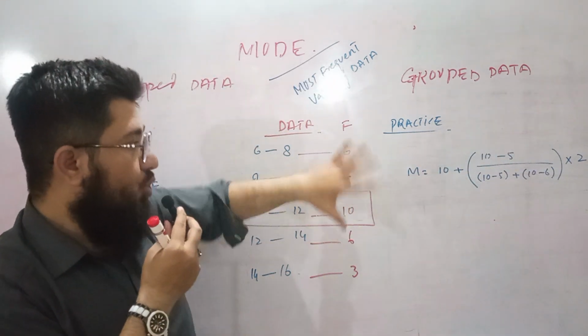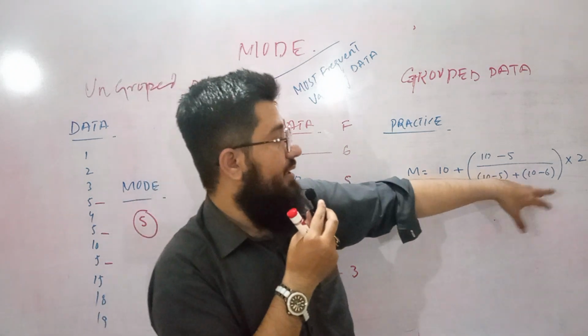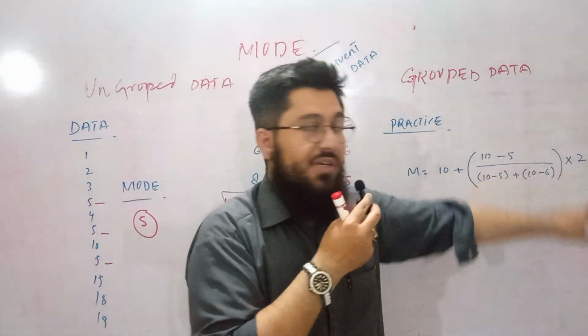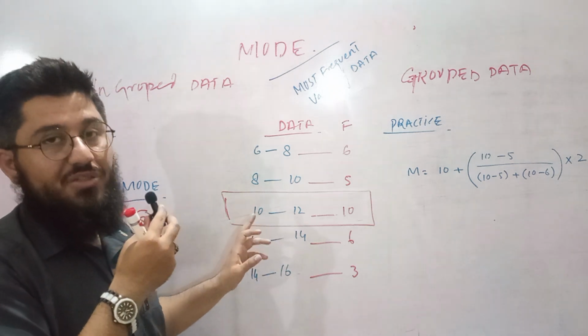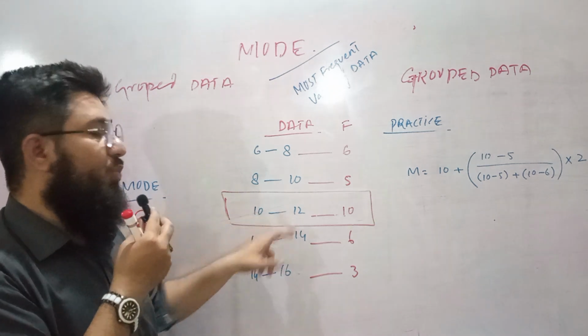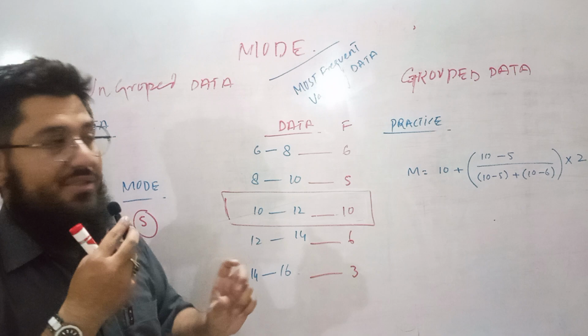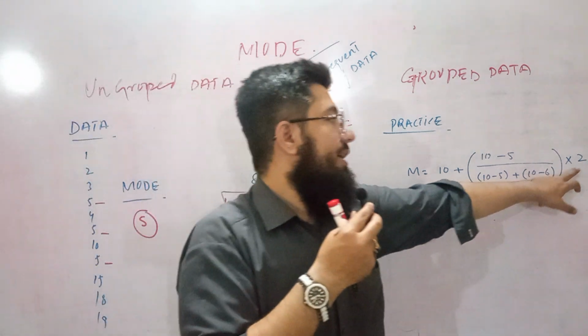Then close this entire minus and plus in the bracket, then go for the multiplication and put the value that is the class interval, the range of this particular class. 10 to 12, here we got the class interval, or the range, that is 2. Then write the 2 here.